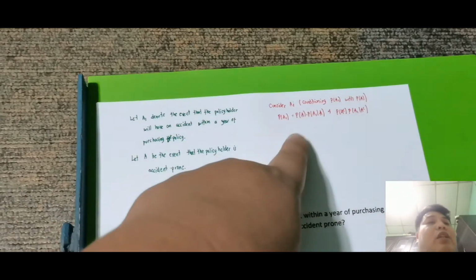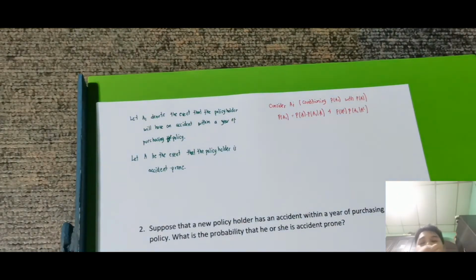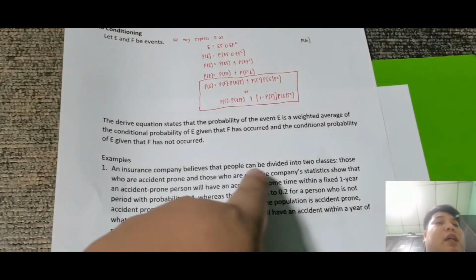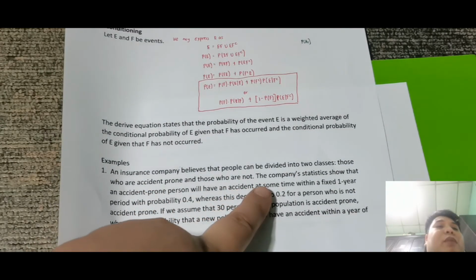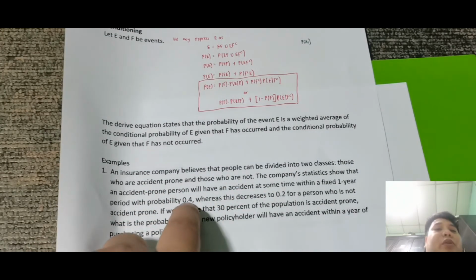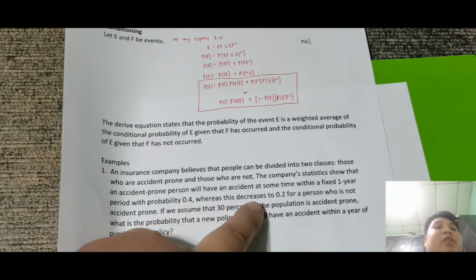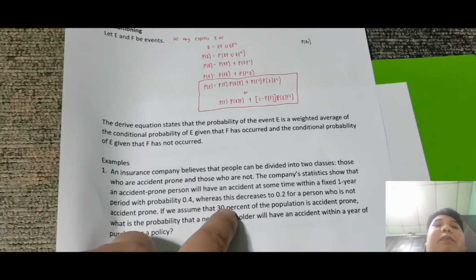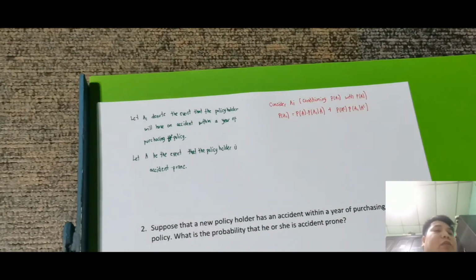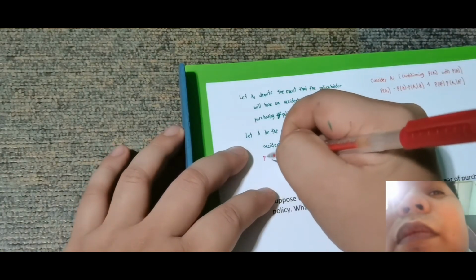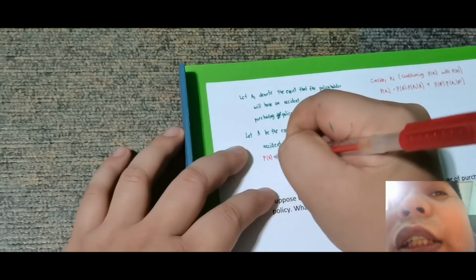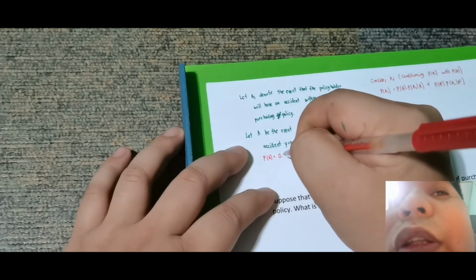Okay nga, susundin natin ano yung mga kailangan. Ano yung probability na siya ay accident prone? Based sa given, balikan natin. Sabi, the company statistic shows that an accident prone person will have an accident at some time within fixed 1 year with probability 0.4. Okay? Whereas it decreases to 0.2. Ngayon, so if we assume that 30% of the population is accident prone, meaning the probability of A is 30% or 0.3.